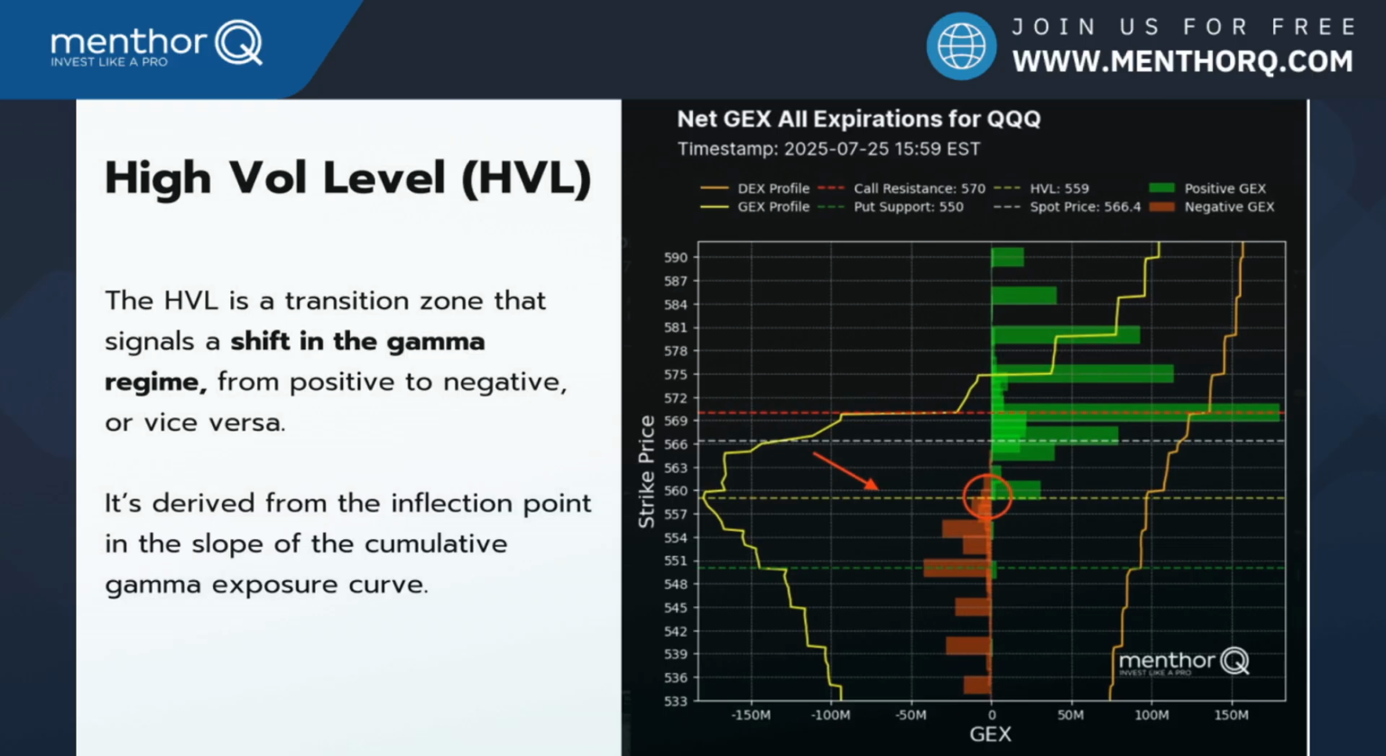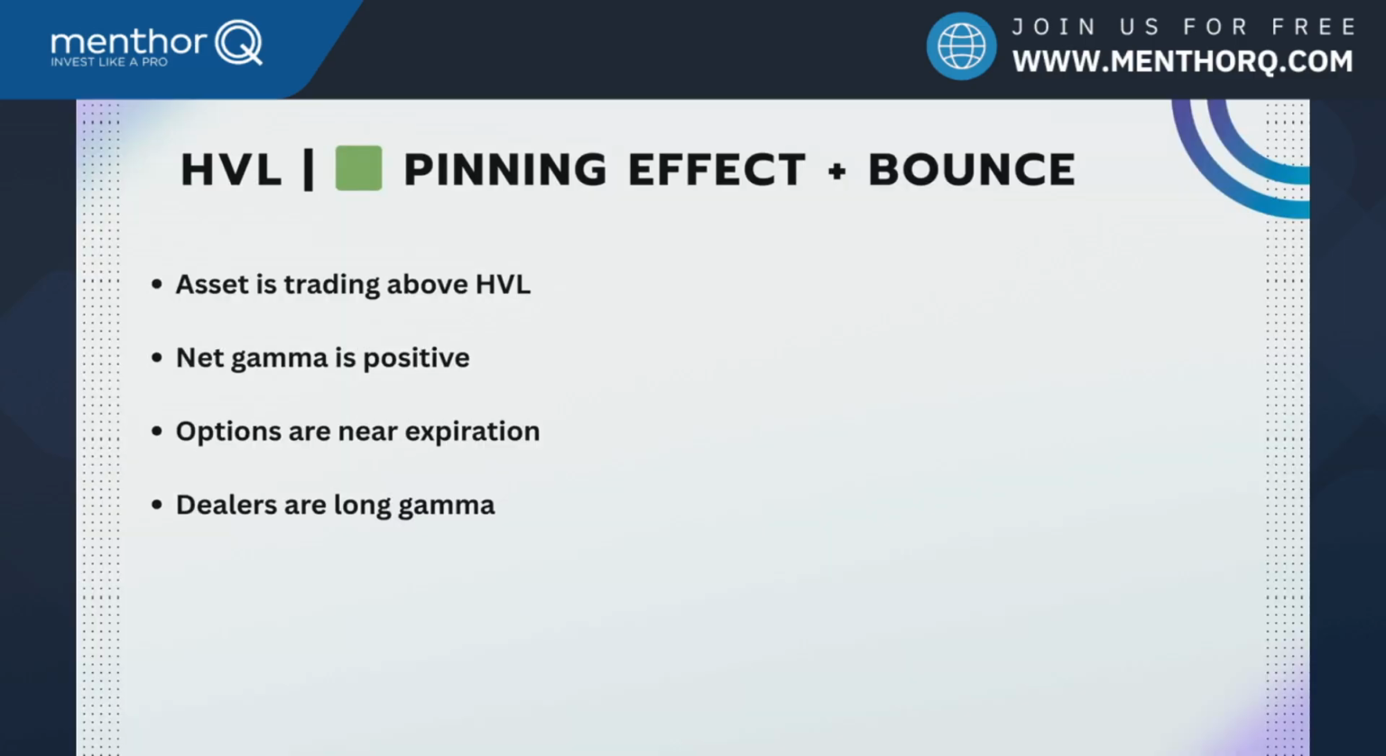So why is the HVL so important? Because it's really like a sentiment indicator. It doesn't just tell you where the price may react, but it tells you how the price is likely to behave in the current gamma regime. So very, very important. So again, let's look at some scenarios on how you can use the HVL.